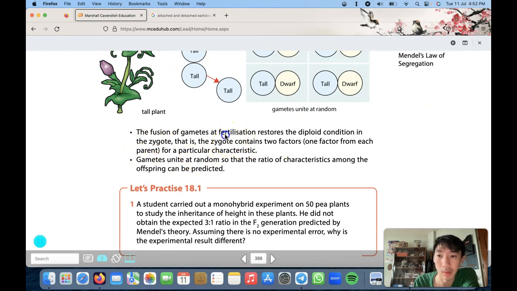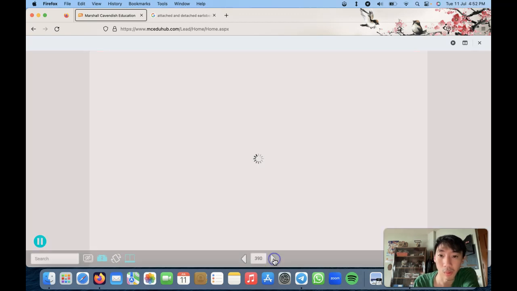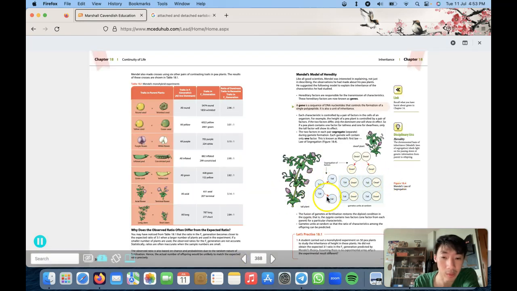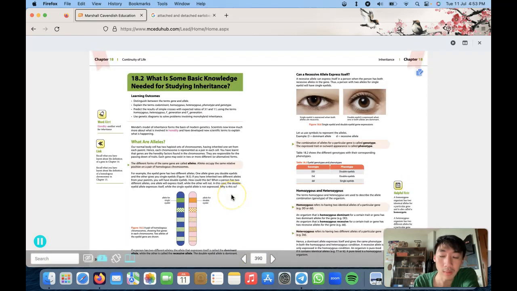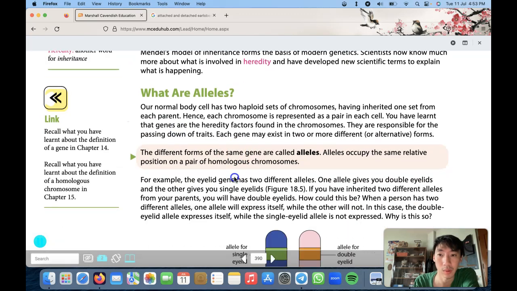Okay, take some time to read this. Let's look at how it works. We'll come back to this in the next page. So why does that happen? This is because of the concept of alleles.